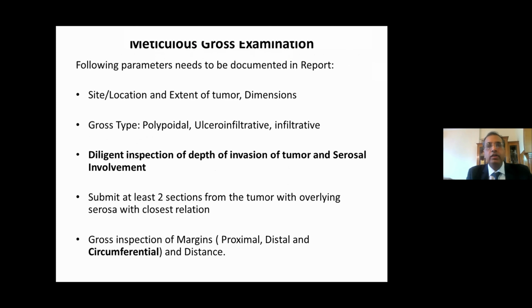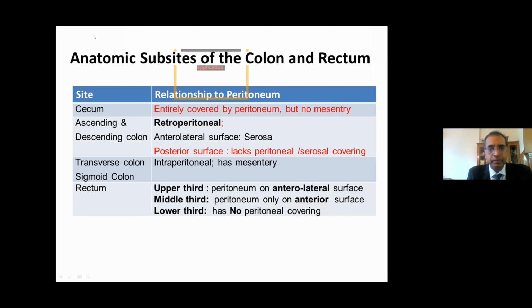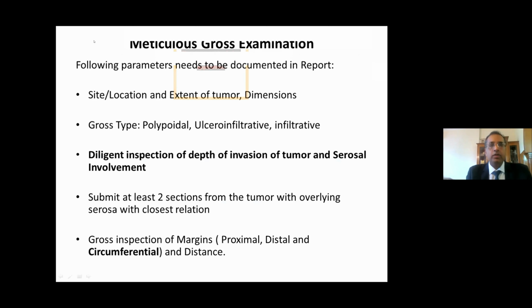So meticulous gross examination is very important. A good histopathology report has as its prerequisite a meticulous gross examination. The following parameters need to be documented in the report: site, location, extent of the tumor, dimensions, and the gross type, whether it is a polypoidal growth or infiltrative.